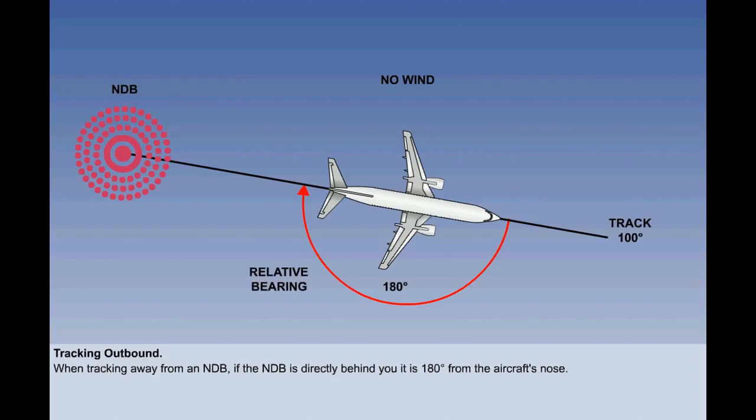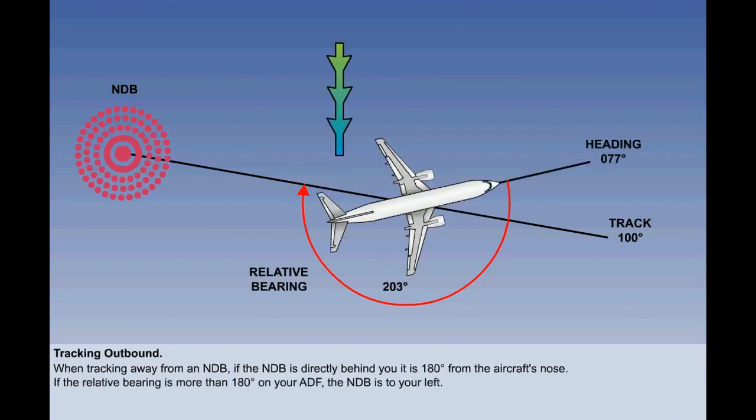Tracking away from an NDB is the same procedure, except that now, if the NDB is directly behind you, it is 180 degrees from the aircraft's nose. If the relative bearing is more than 180 degrees on your ADF, the NDB is to your left. Here we see an aircraft maintaining a track of 100 degrees. The starboard drift of 23 degrees is known, resulting in a heading into wind of 077 degrees. The relative bearing is 203 degrees, so the NDB is to the left of your tail.